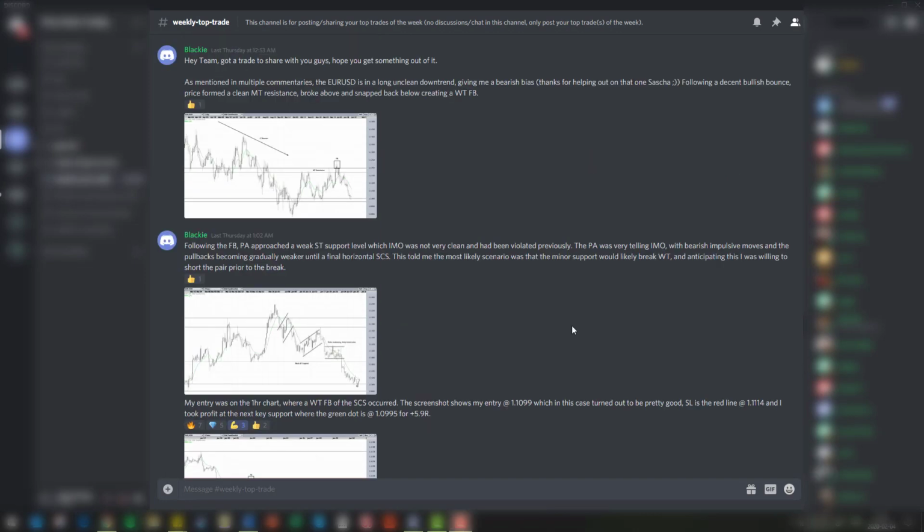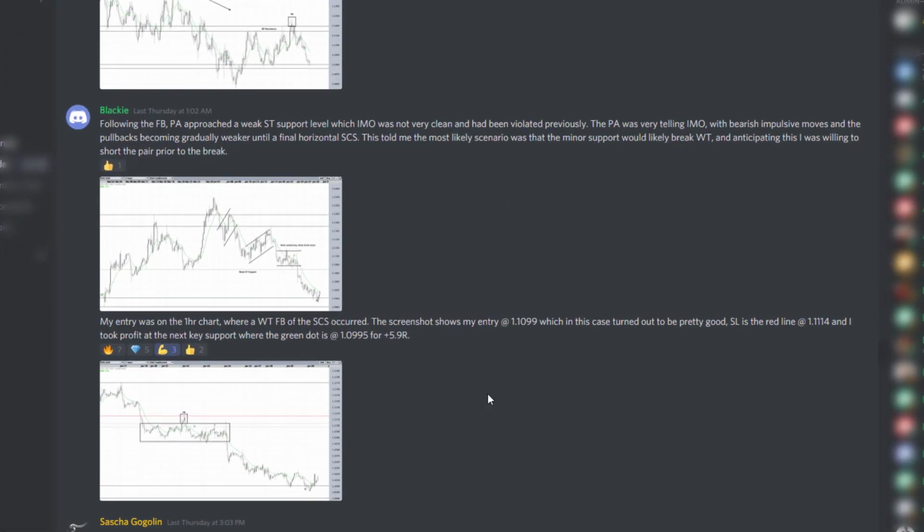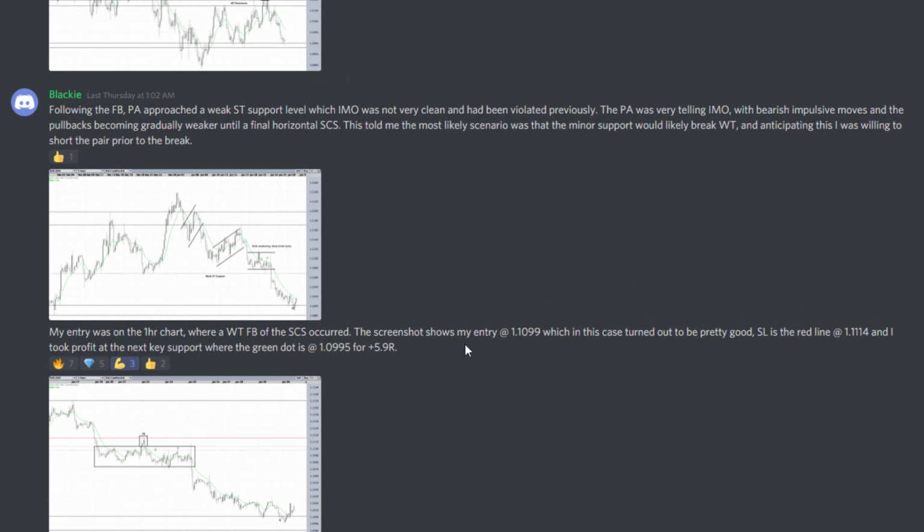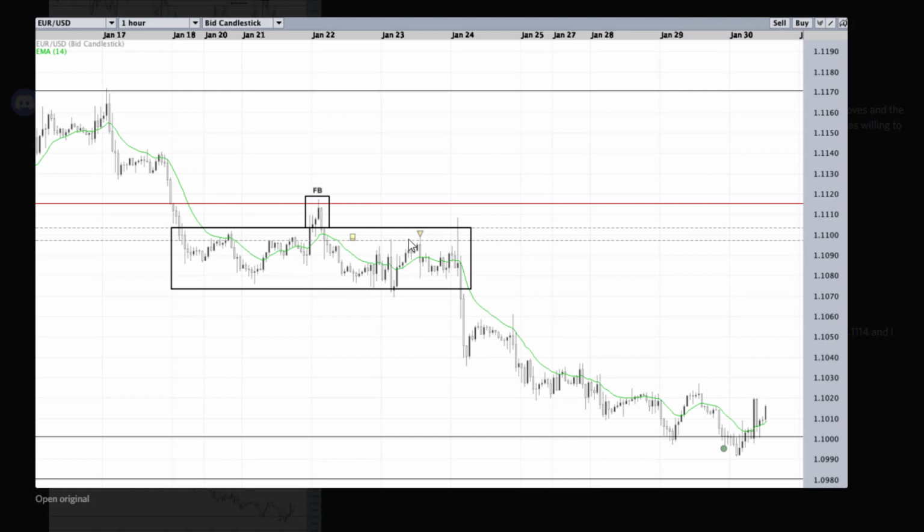Before we dive into the live charts, let's quickly review his entry, stop loss, and take profit. His entry was at 110.99, his stop loss at 111.14, and his take profit was at 109.95. Let's quickly have a look at the chart again. His entry here was at this yellow triangle, his stop loss is the red line, and his take profit is the green dot down here.